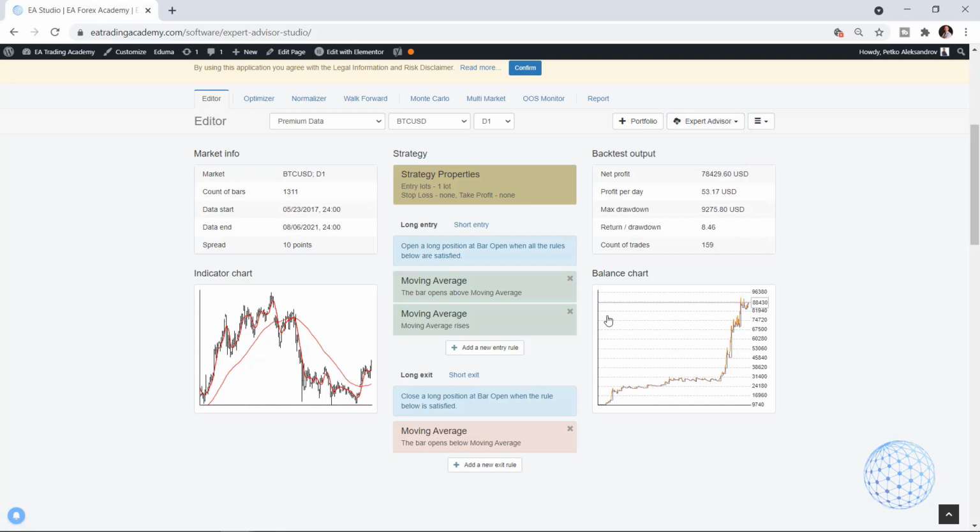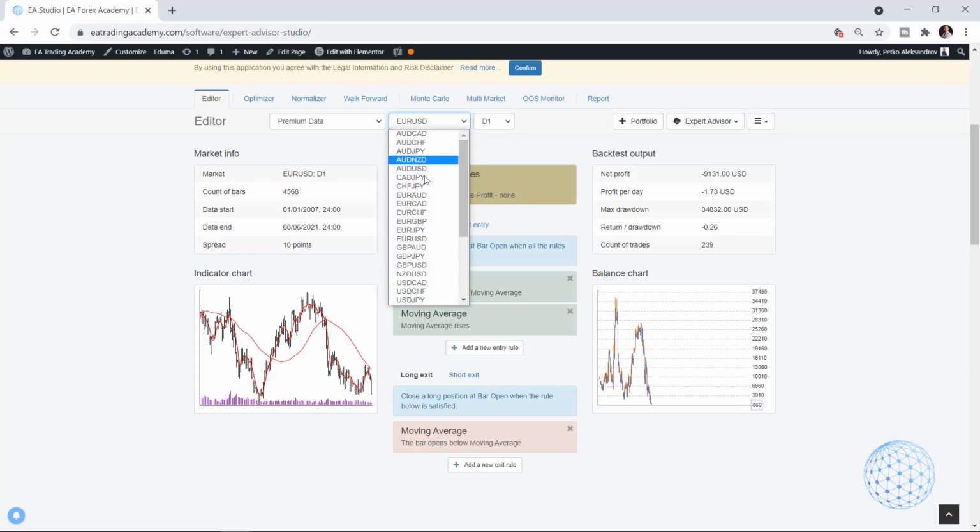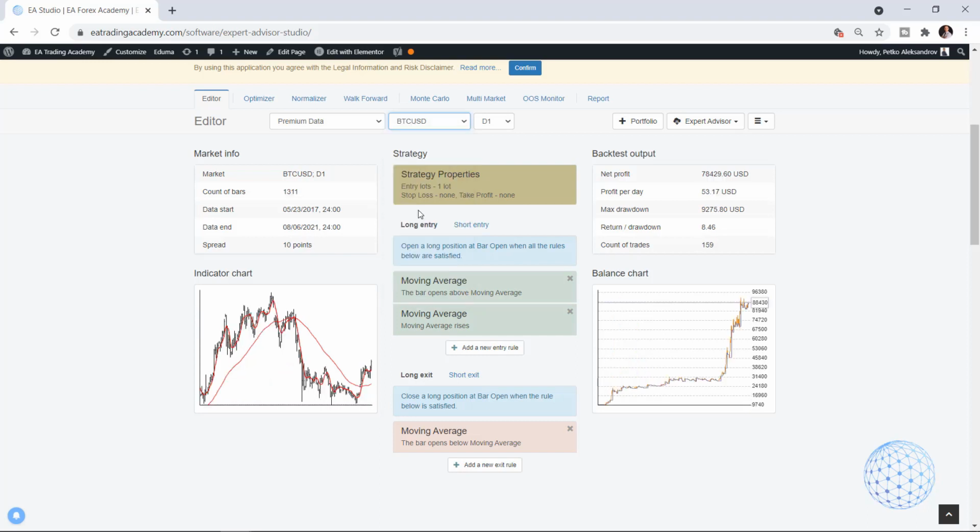But without that, I wouldn't know what the right parameters for the strategy are. If I switch, for example, to euro dollar, you will see that this strategy doesn't really work that well. It's just going up and down and up and down, not as good as with the Bitcoin, okay? So again, I wouldn't know that without a strategy builder.